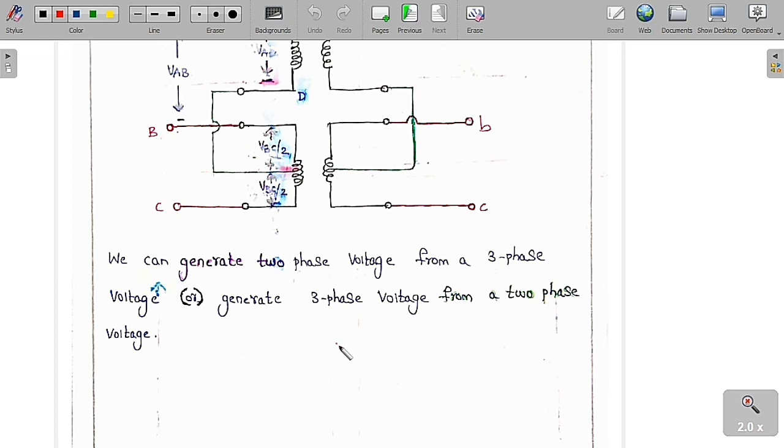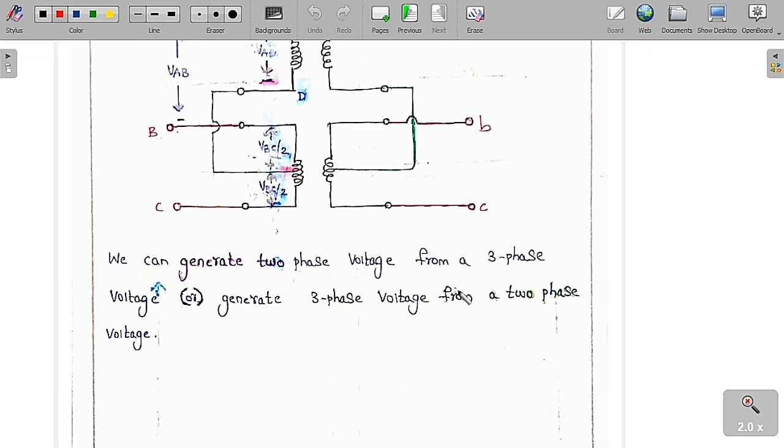I already told you that in this Scott connection we use two transformers: one is the primary transformer and the other is the teaser transformer. One more important point: if you keep the number of turns in the primary winding of the teaser winding as N equal to 3 by 2 times N1, and give a balanced supply, we get a 2-phase balanced voltage. If you connect a balanced load, then the input voltages are balanced, the output voltages are balanced, the output currents are balanced, and the input currents are also balanced. But if you give an unbalanced load, then the input voltages and output voltages are balanced, but the output currents are unbalanced and the input currents are also unbalanced. This is the meaning of this.